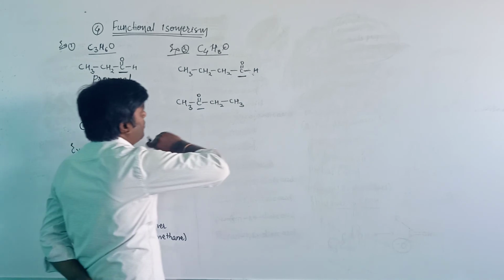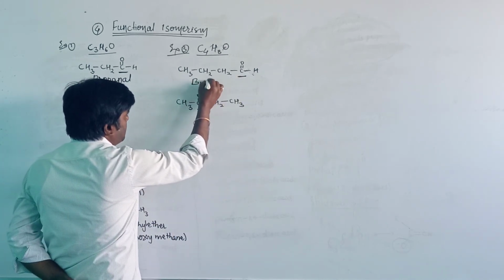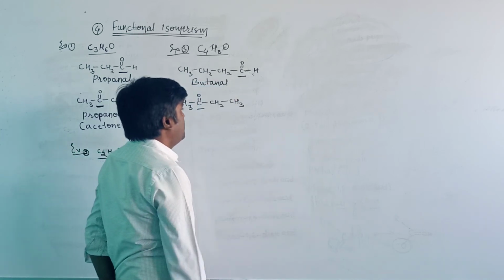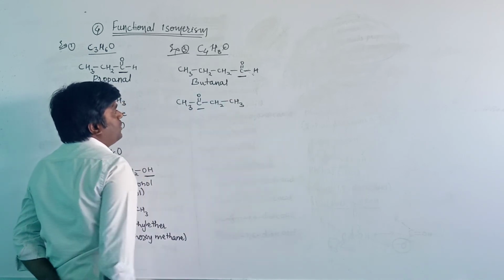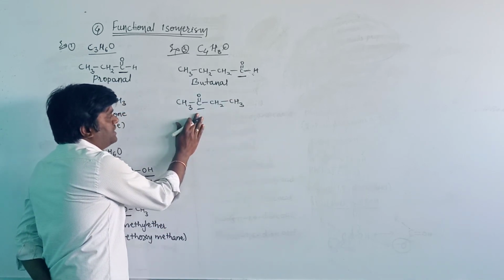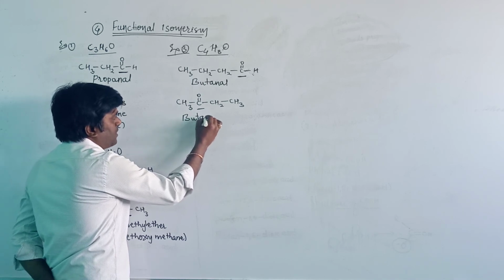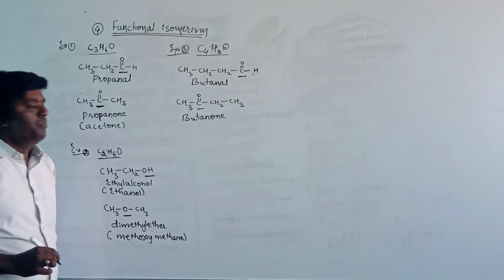Let us see the name for this compound. Four carbon atoms are present in the parent chain, therefore it is known as butane, and it contains the functional group aldehyde, therefore it is named butanal here. And for this compound, the functional group is ketone, therefore the name for this compound is butanone.